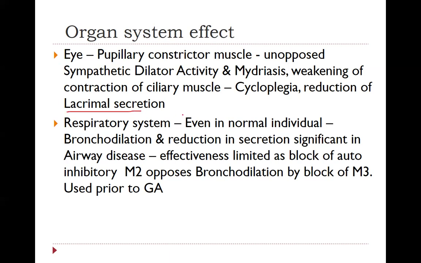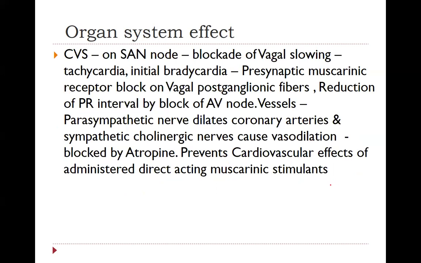Now, coming to the respiratory system, we can divide it into two components, acting on the bronchus and acting on the mucus glands. In the bronchial tree, it causes bronchodilation, which is limited, whereas it tends to significantly reduce the secretions in the mucus gland. So if it is reducing the secretion in mucous glands, it is used as an anti-secretory, which can be used prior to general anesthetic. Now, why is this particular drug not an effective bronchodilator? This is because its effectiveness is limited as block of autoinhibitory M2 opposes bronchodilation, which is by block of M3 receptors.